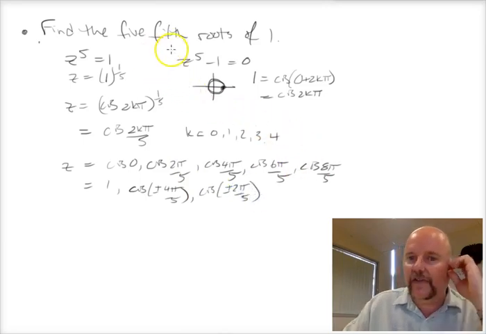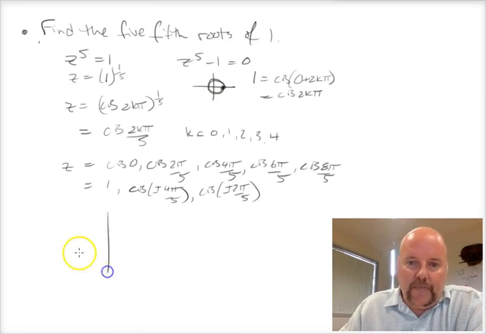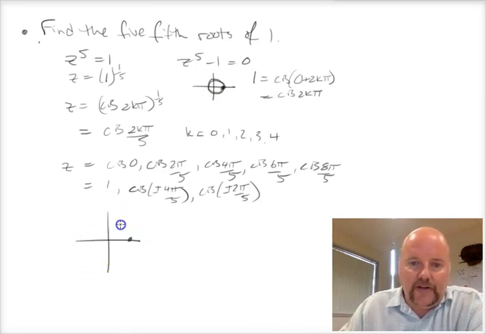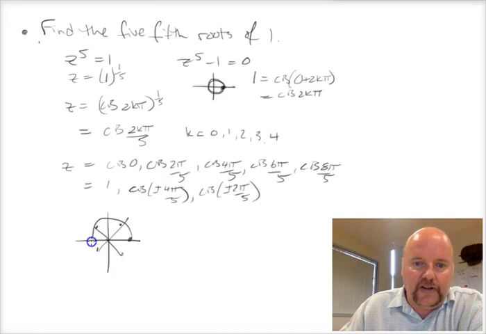Okay, so that's how you find the 5th roots of 1. If you had to plot them, you'd plot them like this. There's 1, there's 2 pi over 5, there's 4 pi over 5, and so on. So you notice that they're complex conjugates sitting on the unit circle.